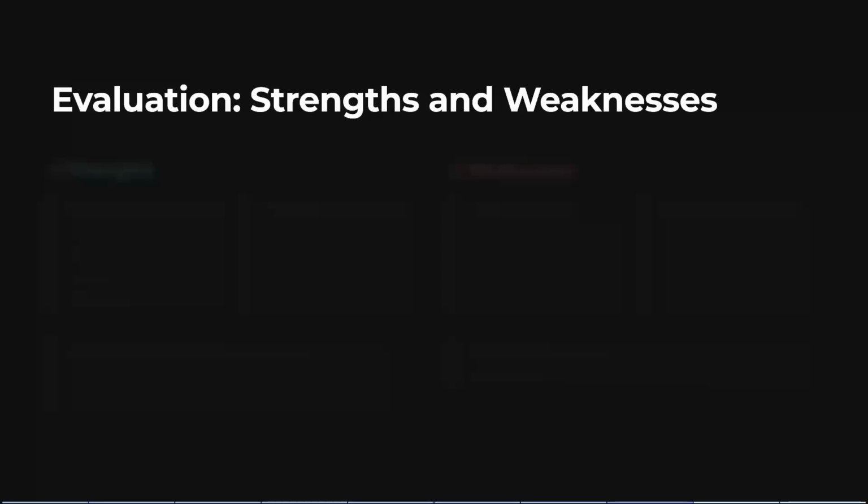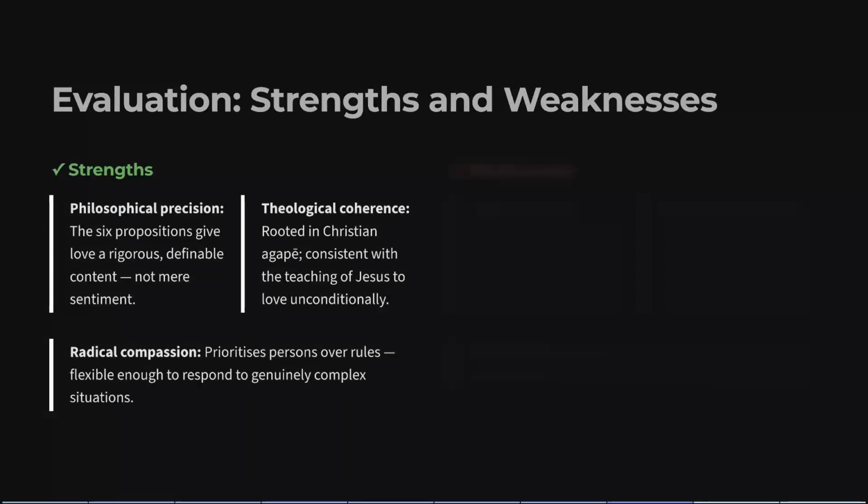So let us now evaluate honestly. The strengths. The six propositions give love genuine philosophical precision. This is not a theory of vague good intentions. Fletcher has worked hard to define what agapē is, how it relates to justice, how it operates in the face of law and scripture, and how it demands willed commitment rather than a mere feeling.